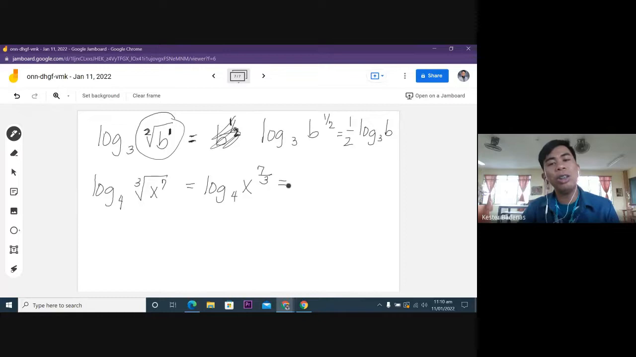So apply natin yung law of logarithm, yung power rule, that would become 7/3 of logarithm of x with the base 4, sorry.